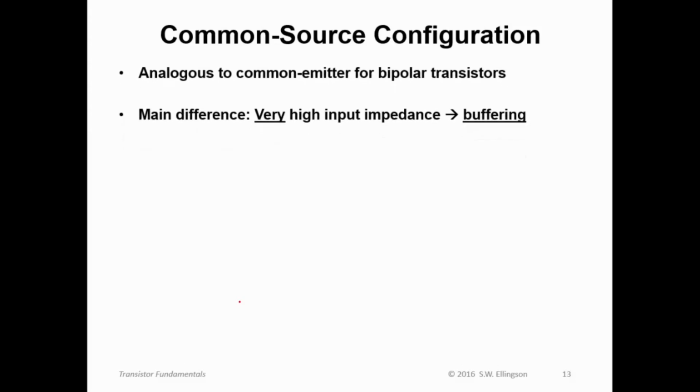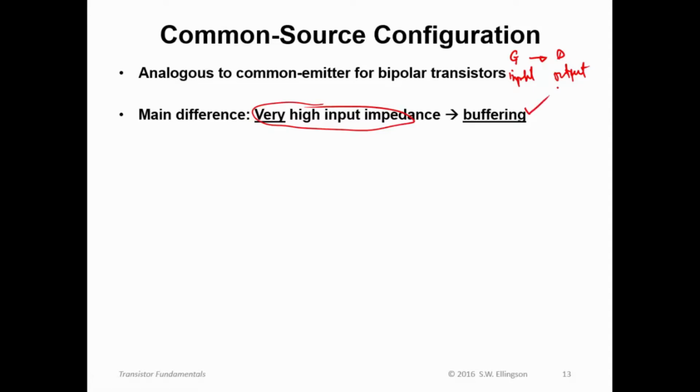Now, the common source configuration, in which FET amplifiers are often but not always used, is very analogous to the common emitter configuration for bipolar transistors. That is, the gate is the input and the drain is the output. The main difference is that a FET has very, very high input impedance, which makes these things great for buffering.